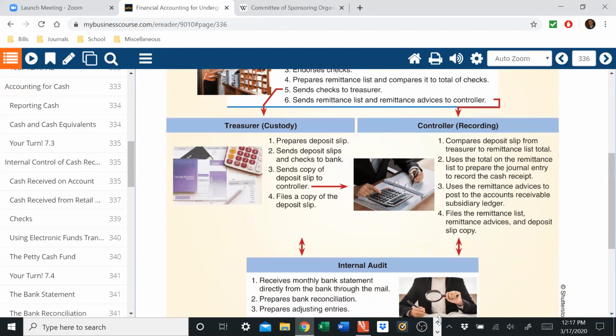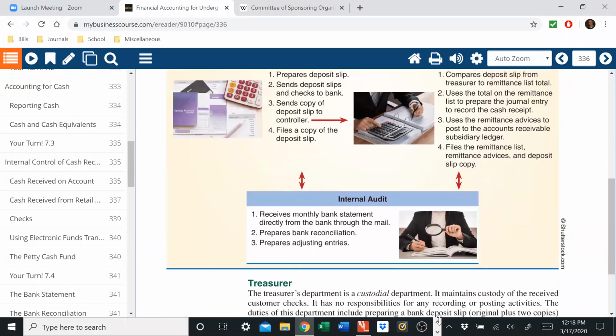And then the controller uses the total on the remittance list, and they're the ones that make the journal entry, debit cash, credit accounts receivable. They file the remittance list, the remittance advice, and the deposit slip. They keep a copy of those things. Now, what does the internal audit team do within the company?